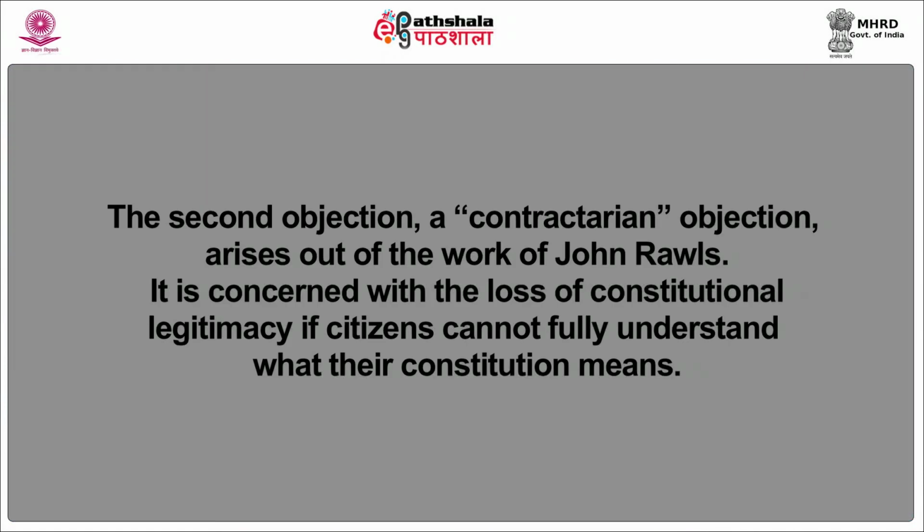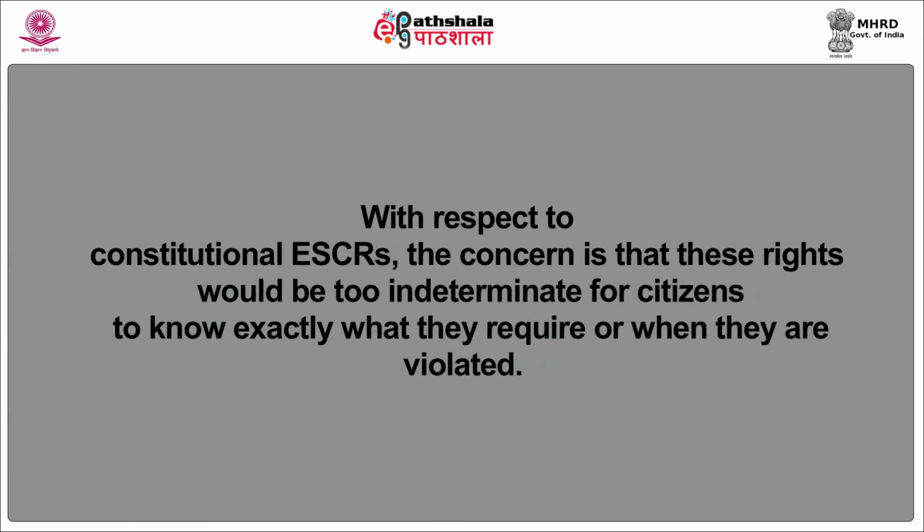The second objection, a contractarian objection, arises out of the work of John Rawls. It is concerned with the loss of constitutional legitimacy if citizens cannot fully understand what their constitution means. With respect to constitutional economic, social and cultural rights, the concern is that these rights would be too indeterminate for citizens to know exactly what they require or when they are violated. As a result, they could not assent to be governed under a constitution that contains enforceable economic, social and cultural rights, and that constitution would lose legitimacy.